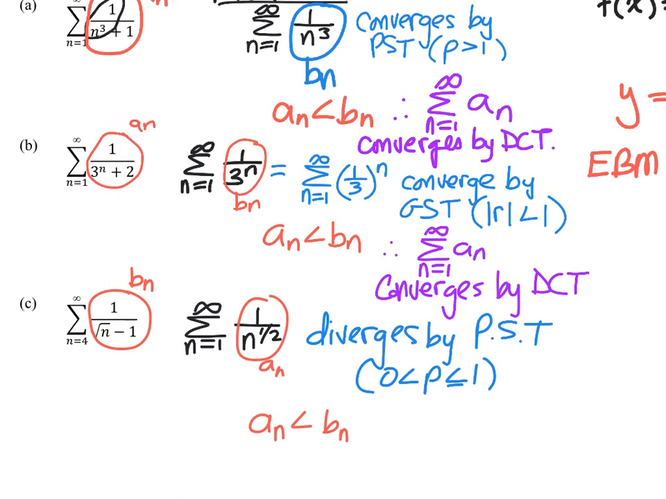All right. So b sub n is going to be bigger because we're dividing by less here than we are there. So that's good news. We have consistency. So therefore, a sub n diverges by the direct comparison test.